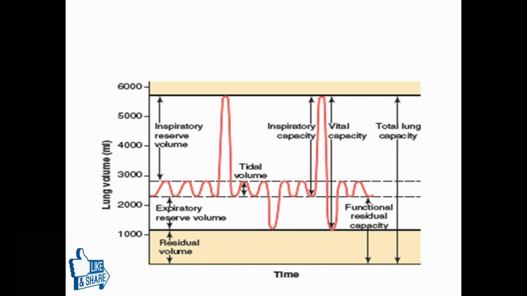Now what is the total lung capacity? When you add the vital capacity with the residual volume, that becomes your total lung capacity. So these are the various static lung volumes and the static lung capacities that you can see from this graph.